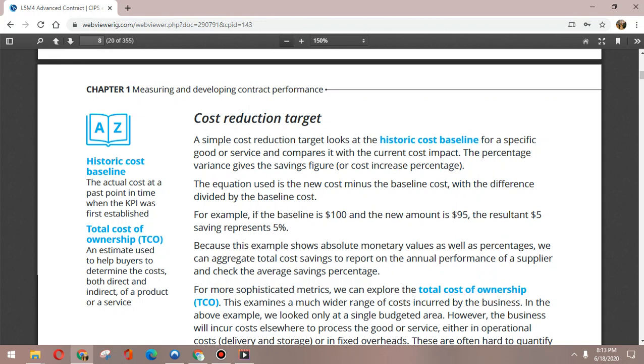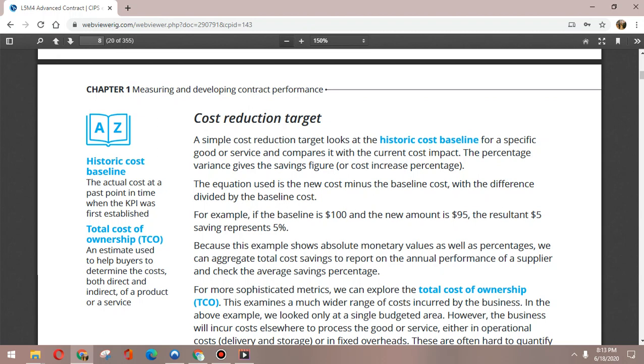Cost reduction target. A simple cost reduction target looks at the historic cost baseline for a specific good or service and compares it with the current cost impact. The percentage variance gives the saving figure or cost increase percentage. The equation used is the new cost minus the baseline cost, with the difference divided by the baseline cost.